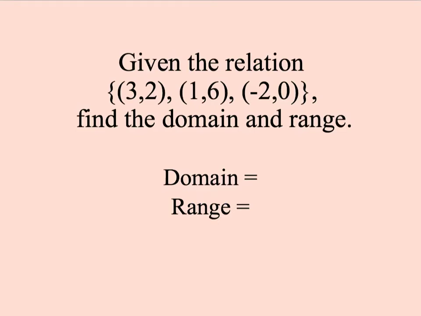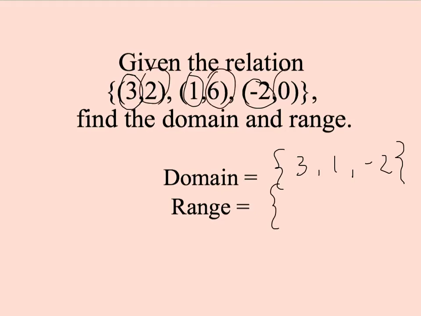Given the relation here, we want to find the domain and the range. We just said the domain is the x values, so the domain is going to be 3, 1, -2. That's how you would write the domain. The range here is going to be 2, 6, and 0. So we wrote the set of the domain and of the range.